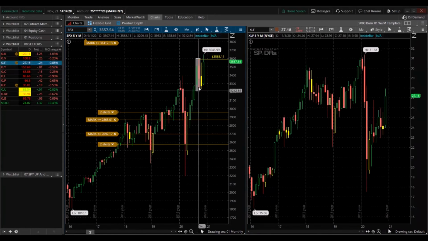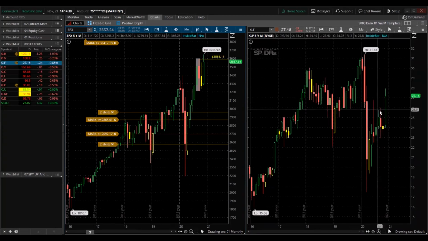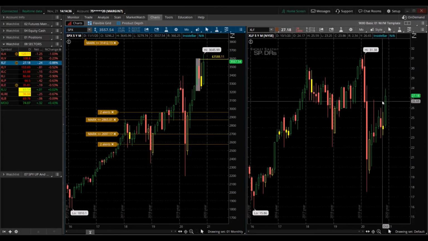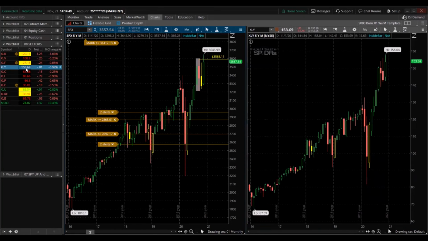XLF, financials here on the right, makes up 13.7%, underperforming. So again, this sector is not outperforming the S&P 500. So smart money should not be in here. I would not want to be in here. If you were looking to make money, we'd want to determine which sector was better than this sector. Let's go to the next sector.